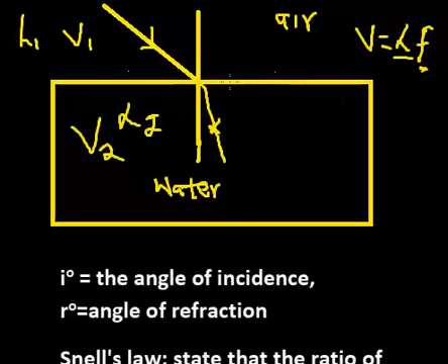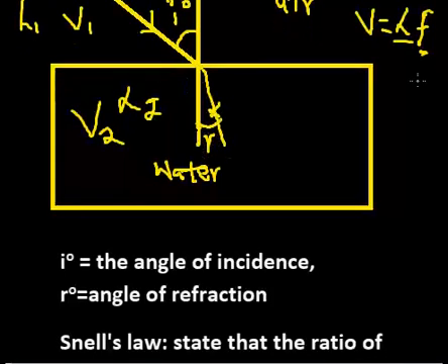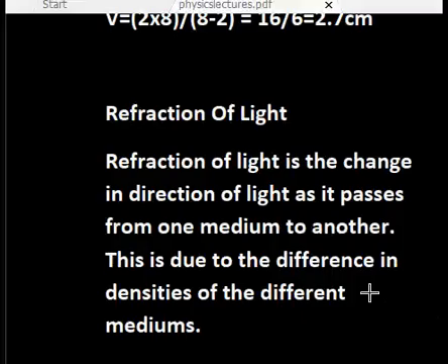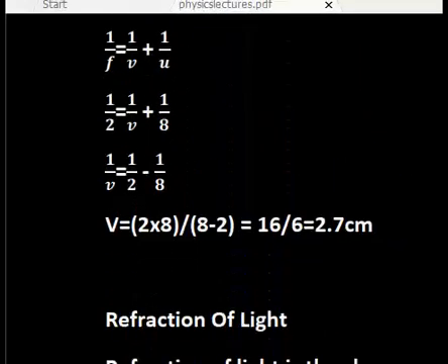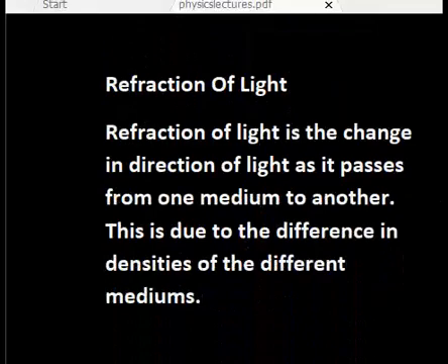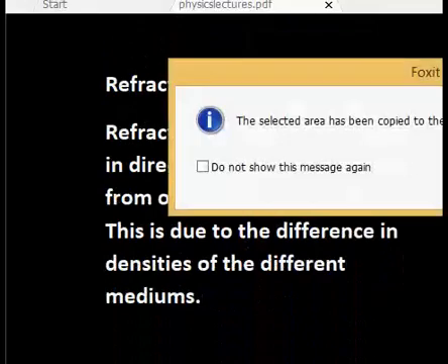Now we are going to look at the angle of incidence. This is the angle of incidence, the angle between the incident ray and the normal. And this is the angle of refraction, between the refracted ray and the normal. Please take note of that. Next we are going to look at a law known as Snell's law. That's what we're going to talk about now. So here we go, I bring it up to the screen.